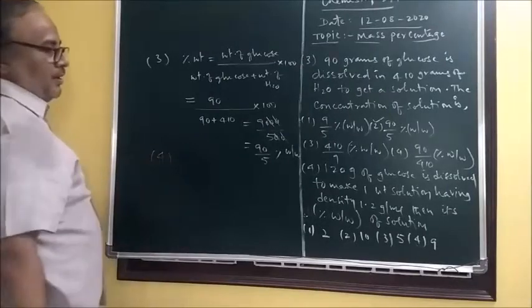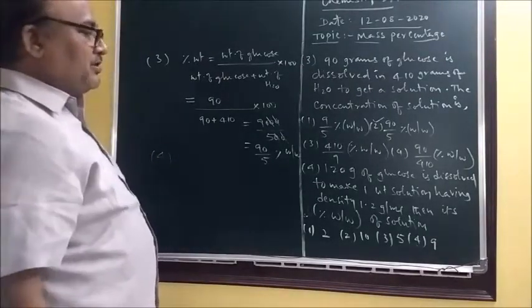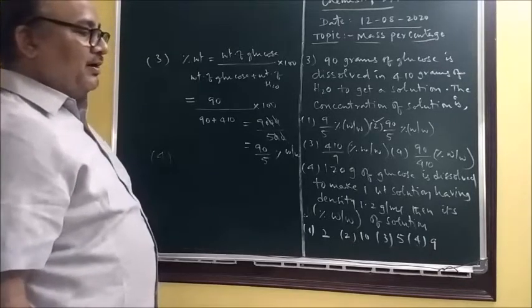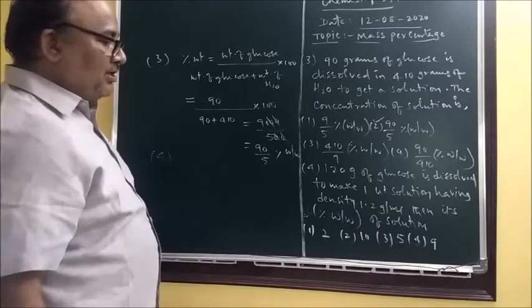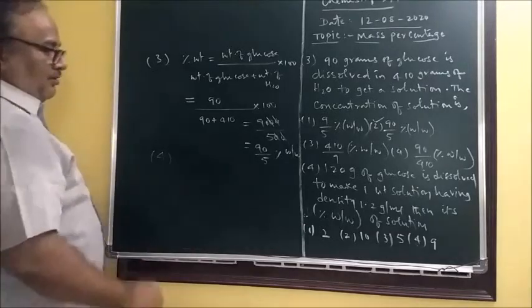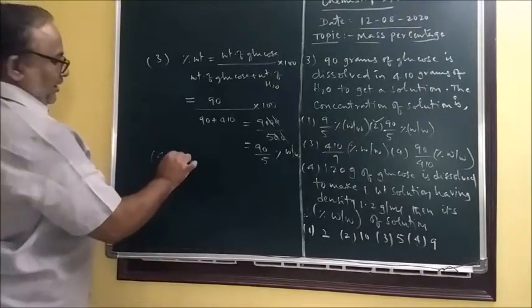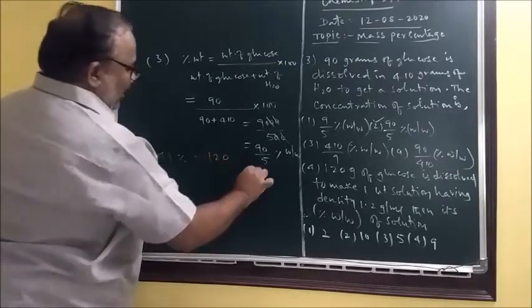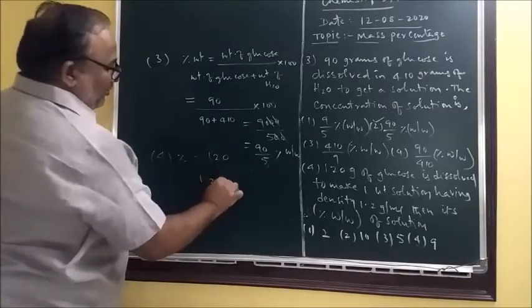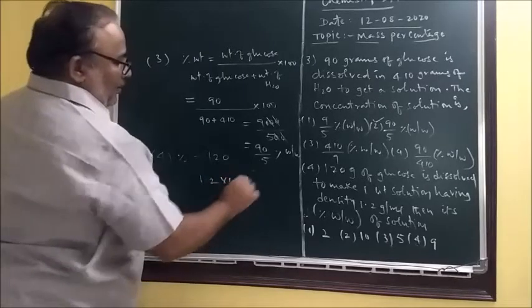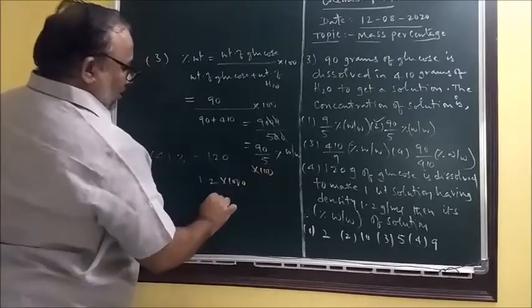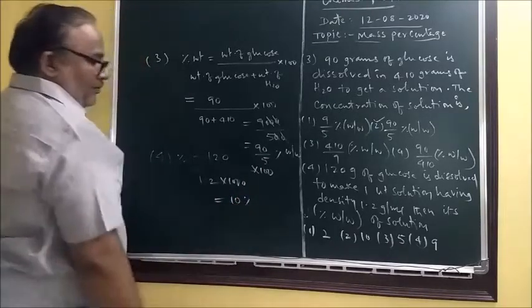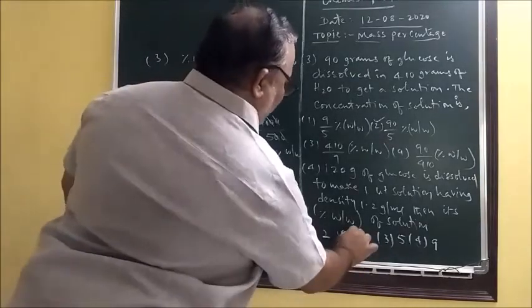Fourth one: 120 grams of glucose is dissolved to make 1 liter solution having the density 1.2 gram per ml. Then its percentage weight by weight of solution. So percentage weight by weight is equal to 120 by 1.2 into 1000 into 100. So on calculation, you will get 10%. Therefore second option is correct one.